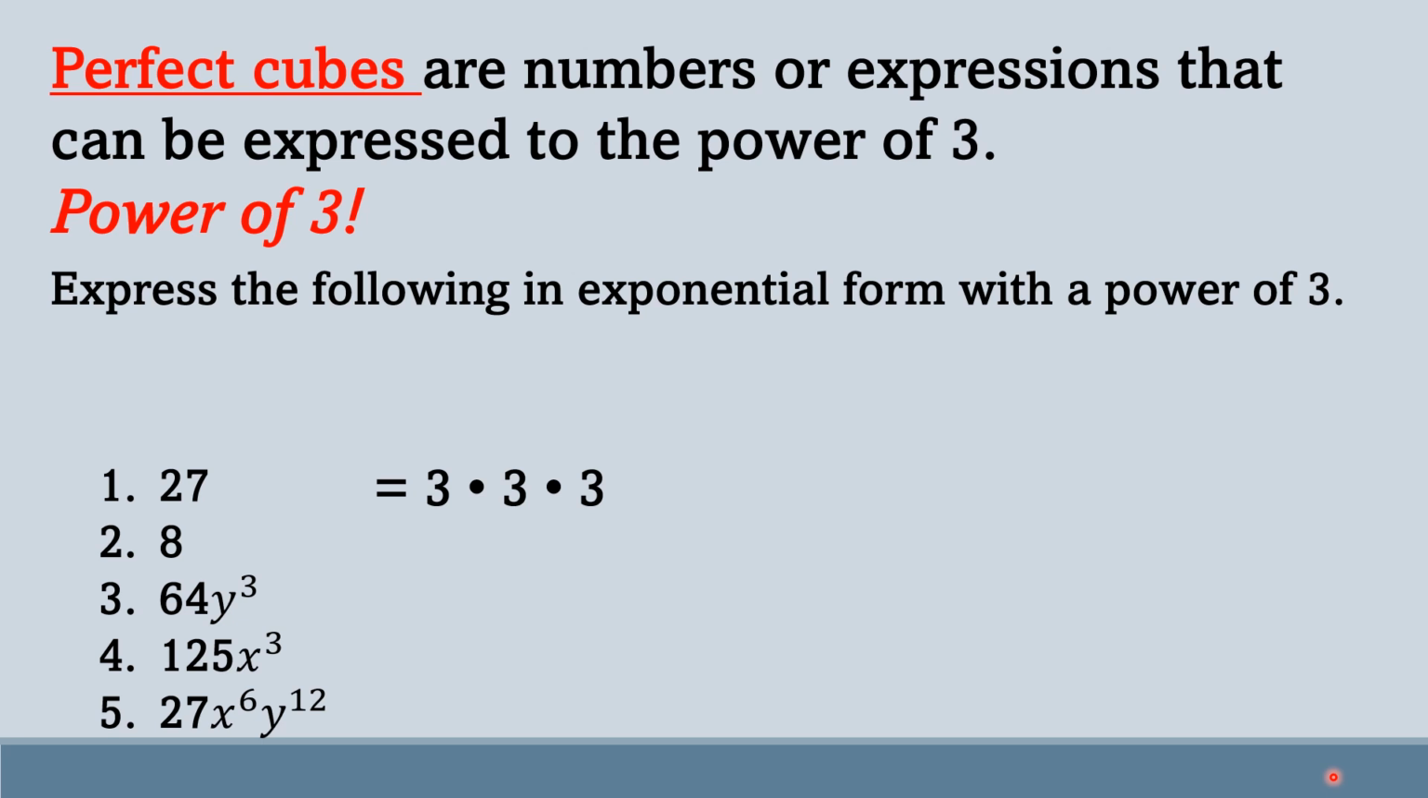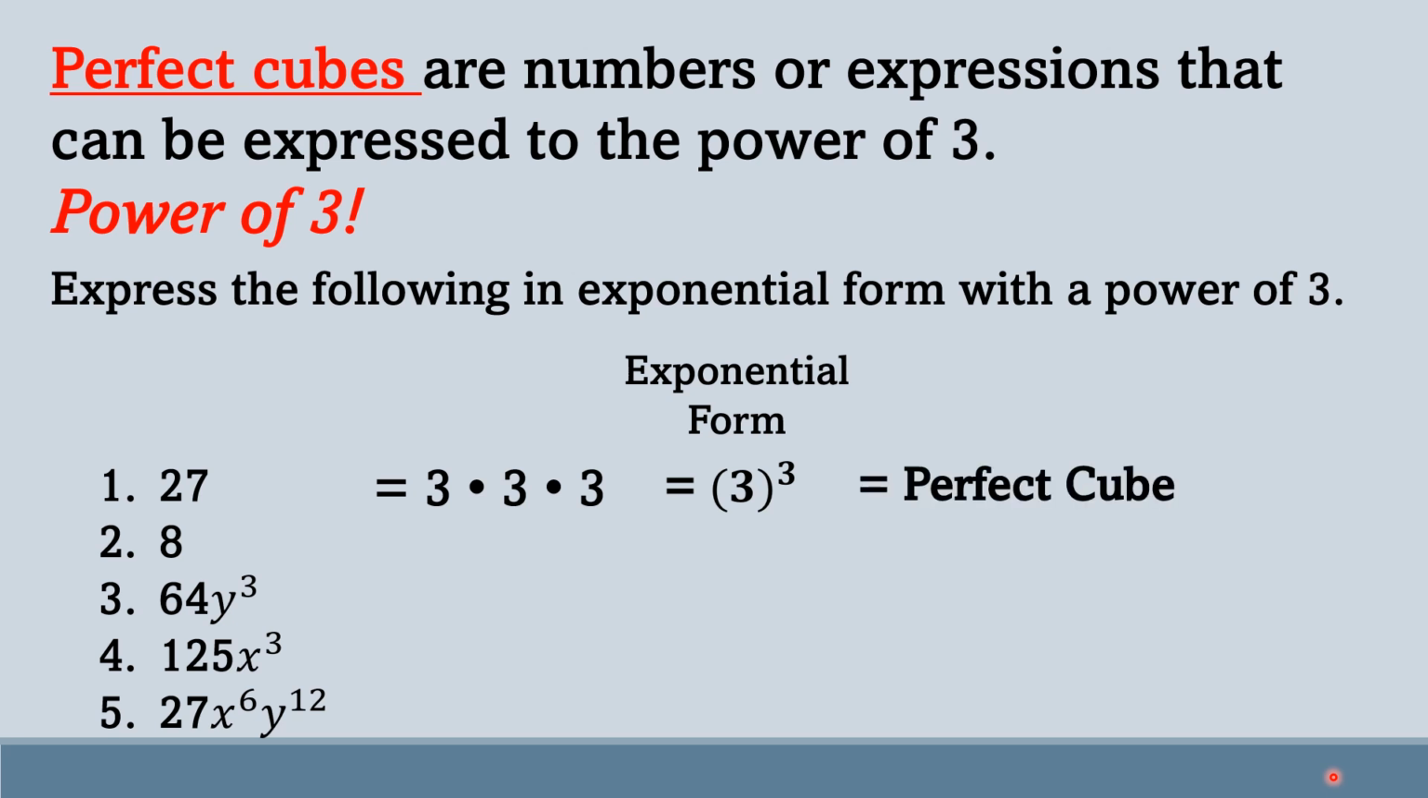So if we are going to express that in an exponential form, the cube root 3 will be raised to the power of 3. So we have quantity of 3 raised to the power of 3 is the exponential form. Therefore, 27 is a perfect cube. Next, we have 8.